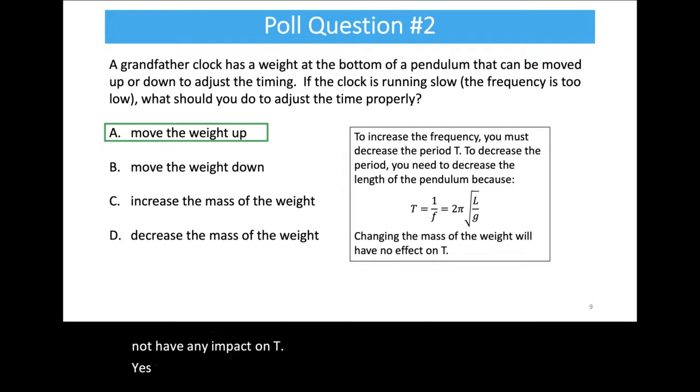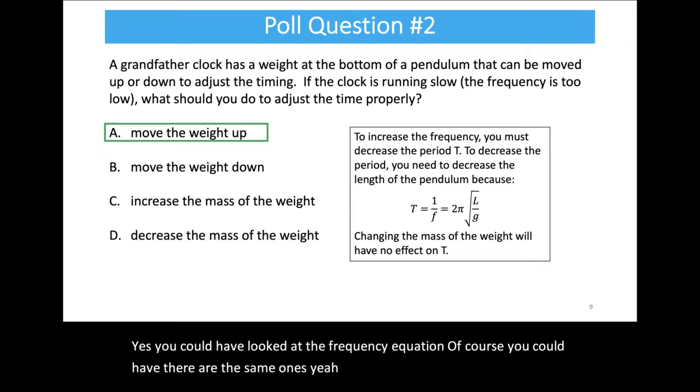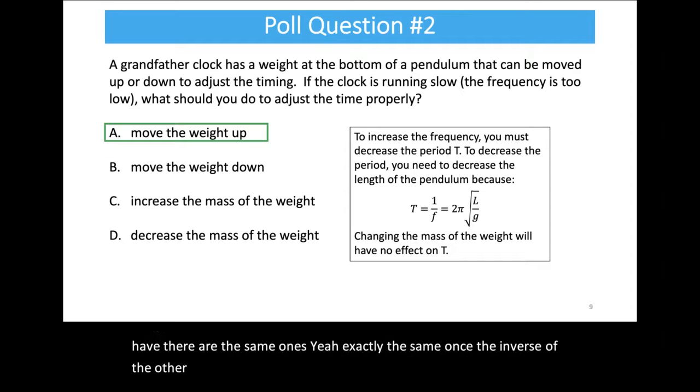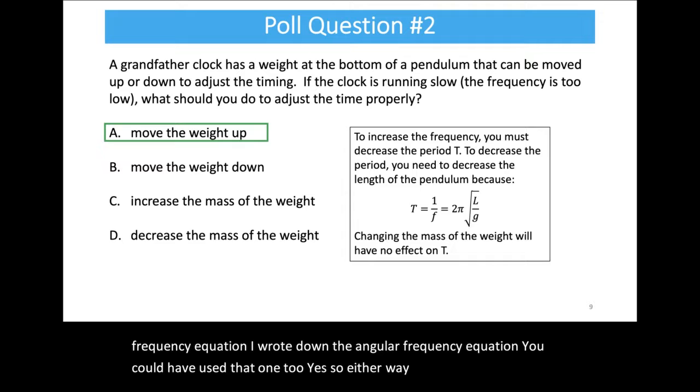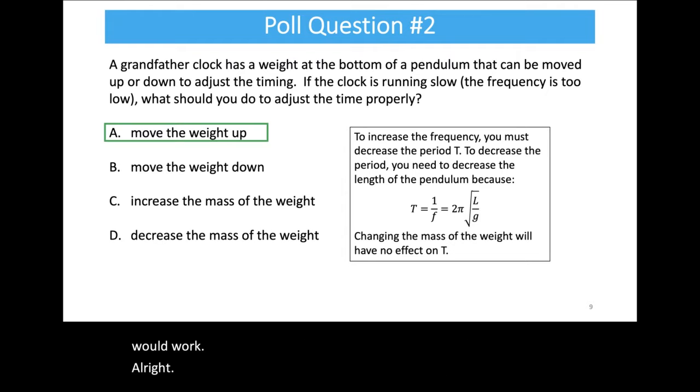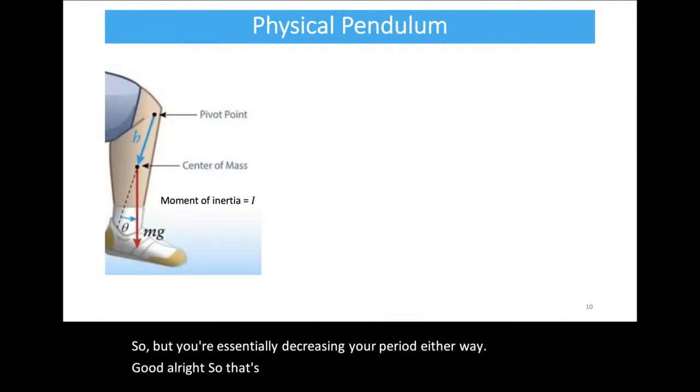Yes, you could have looked at the frequency equation. Of course you could have. They're the same. One's the inverse of the other. So that would be totally fine. Okay, I didn't actually write down the frequency equation. I wrote down the angular frequency equation. You could have used that one too. So either way would work. All right. But you're essentially decreasing your period either way. Good. All right. So that's a simple pendulum.